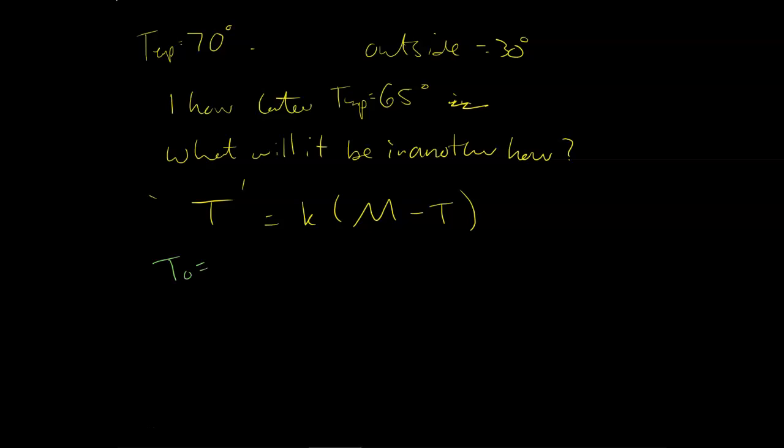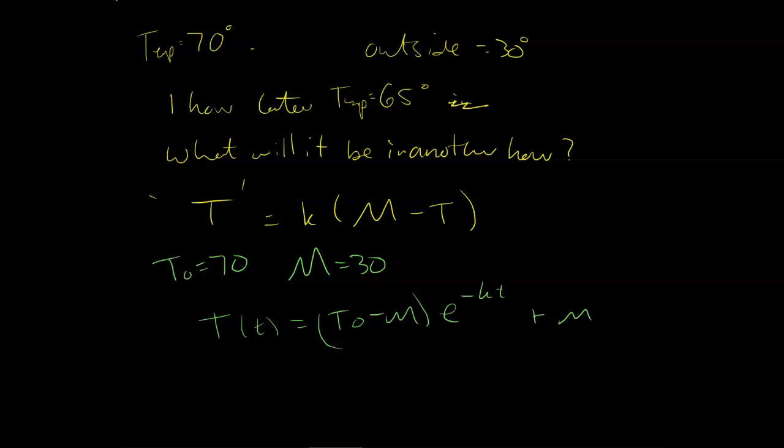We have a T naught was 70. The outside temperature is our M, which is 30. So we were given an equation that sort of solves this pretty quickly. And so we can say, the solution for this difference equation is T naught minus M times e to the negative kt plus M. So we have all our values for T naught and M. But in order to find k, we're going to use this value that says 1 hour later, it's 65 degrees.